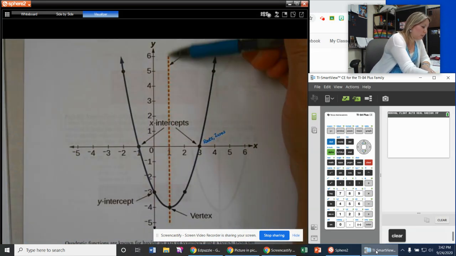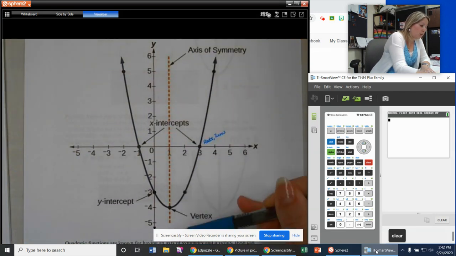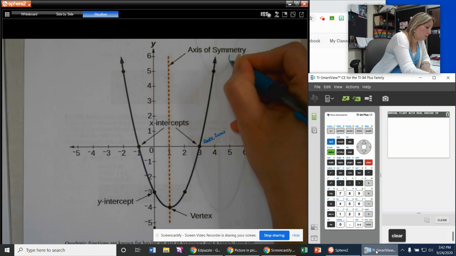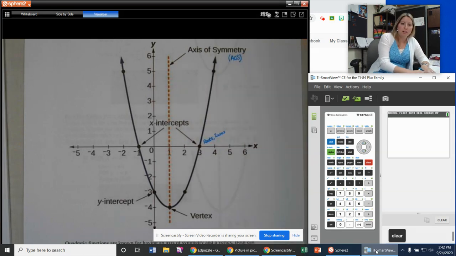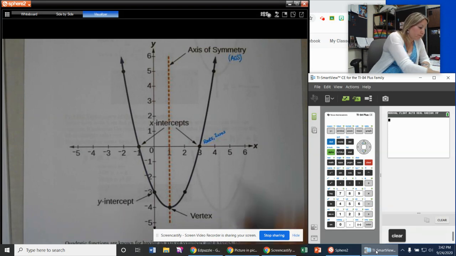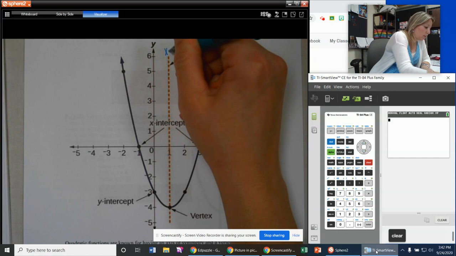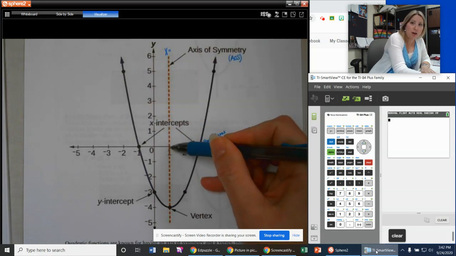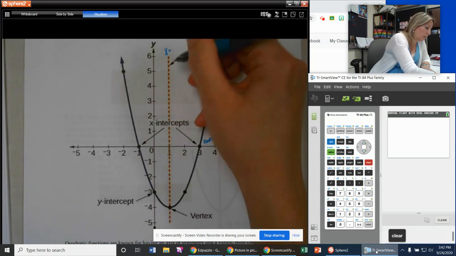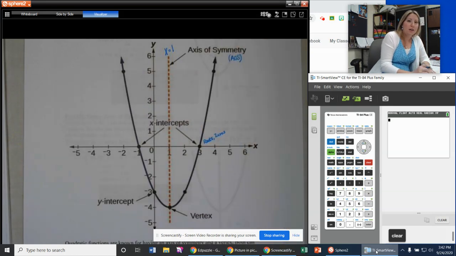We've always got this beautiful axis of symmetry. And those that know me know I abbreviate AOS for axis of symmetry when I'm talking about it. It's always a vertical line. So x equals the x value that it touches on the x-axis. So x equals 1 is the vertical line, the axis of symmetry in this particular quadratic.